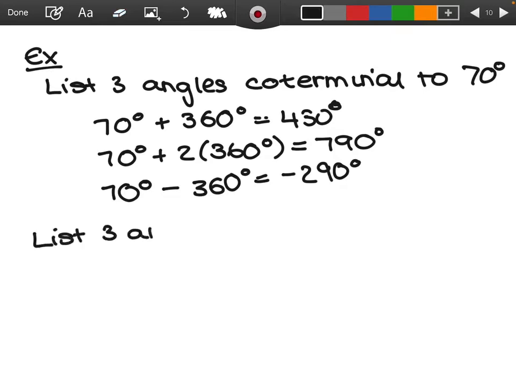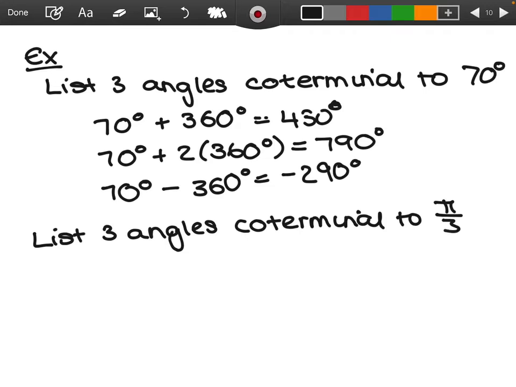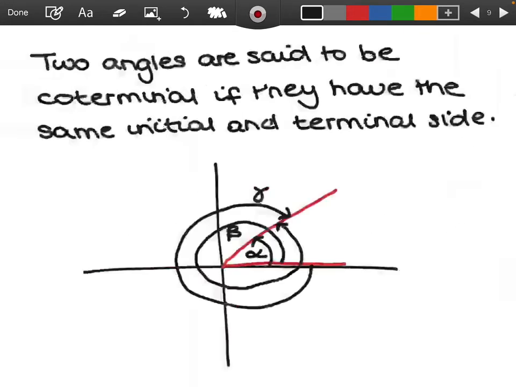Let's do one in radians. So this time we're going to list 3 angles coterminal to pi over 3. Okay. So I start with pi over 3. And this time, remember we said that 360 degrees was the same as 2 pi radians.